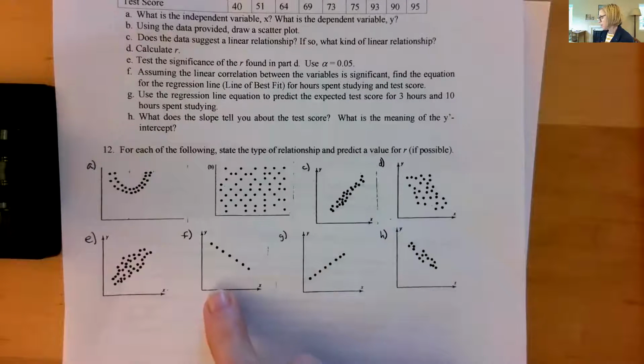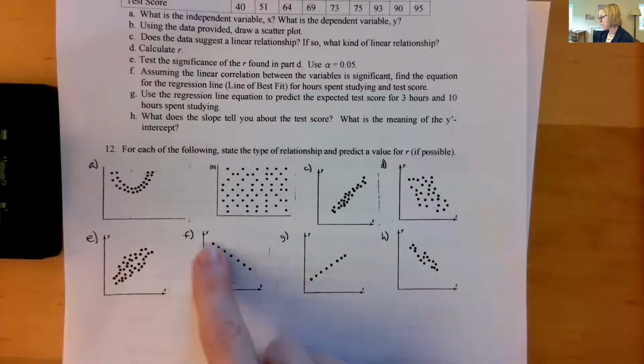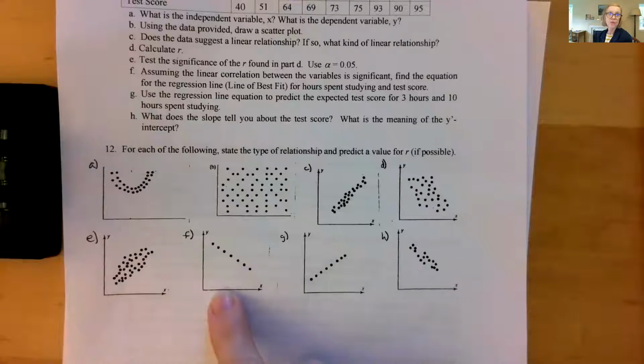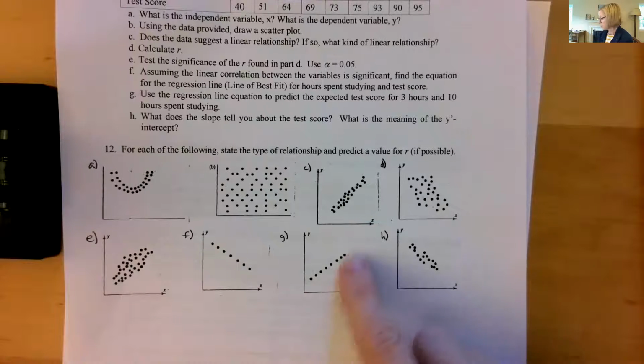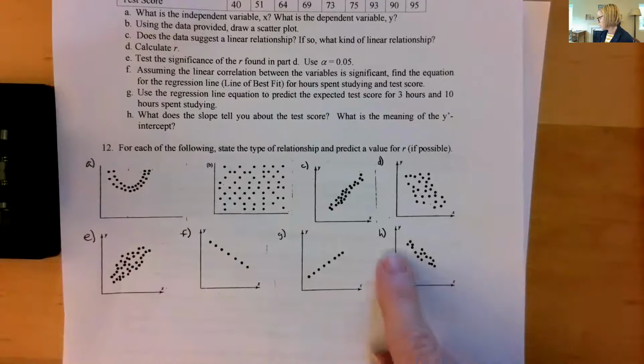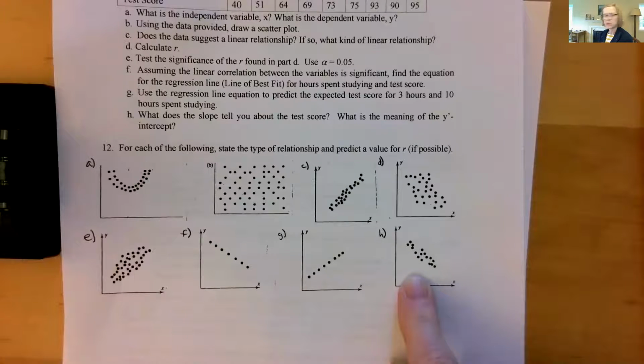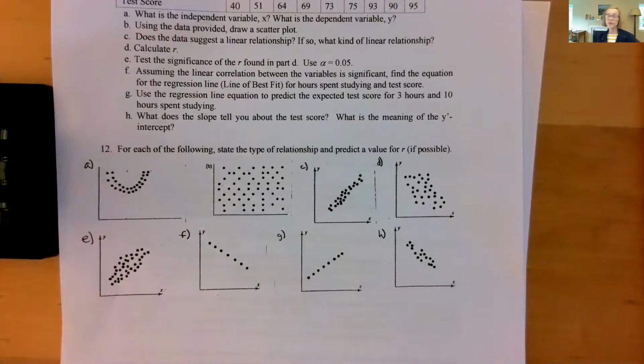For 12F, it's a perfect negative linear correlation. So the R value is -1 or -1.0. For 12G, it's a perfect positive linear correlation. It's a perfect straight line. And so we know our R value would be +1, 1.0. And then for H, it's a pretty strong negative linear correlation. So again, it's going to be fairly close to -1, clearly not as strong as this one in 12F. So I would say R is -0.9, something like that, ballpark figure. So there we go. That's number 11 and 12, which deals with chapter 10 on correlation and regression.